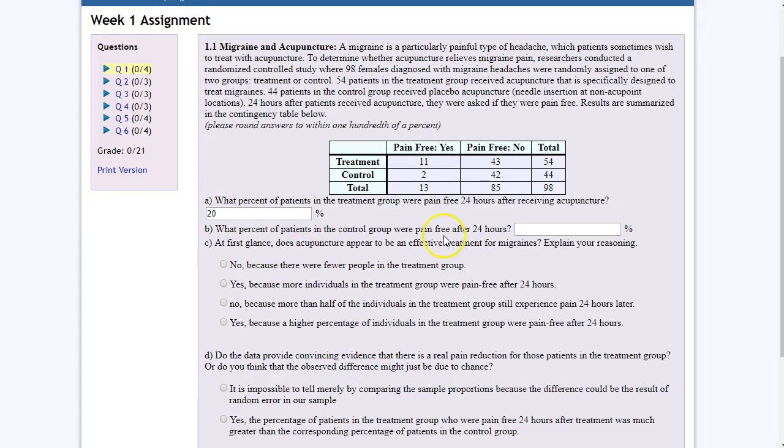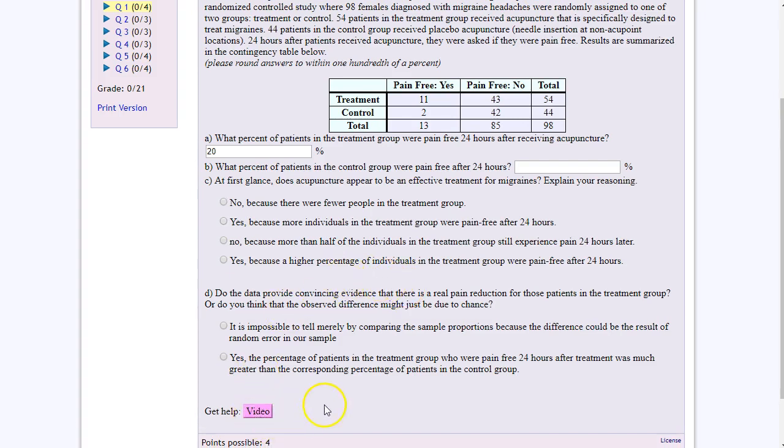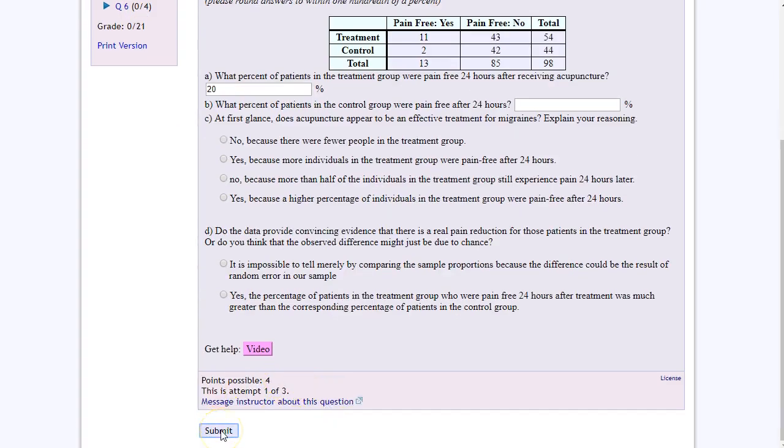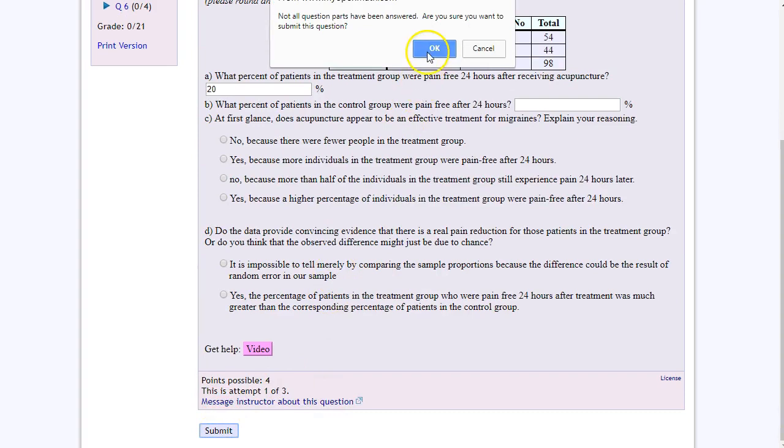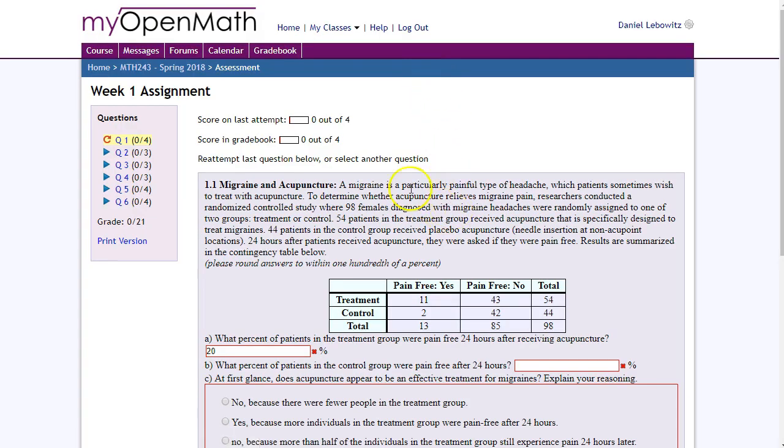So let's see what happens when we enter an answer incorrectly. I'll submit this. I know not everything's been entered. Okay, so I got all 4 parts wrong. It shows score on last attempt and score in gradebook. The score in gradebook is what you really care about. You'll notice that your highest score will be counted.